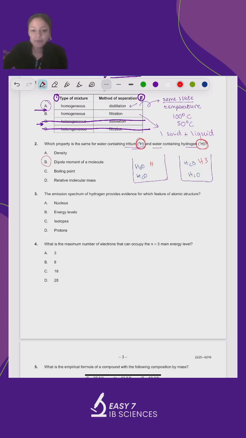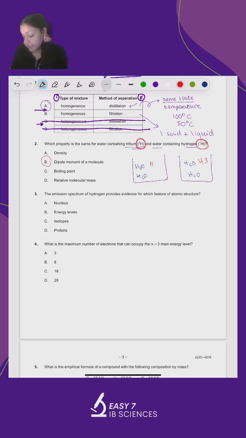But basically dipole moment is the way that the charge is arranged within the molecule. That has nothing to do with the amount of neutrons. Here we're looking at hydrogen molecules with different numbers of neutrons. Different numbers of neutrons in terms of isotopes always changes the physical properties. What are the physical properties? Always boiling point and density and the actual mass.